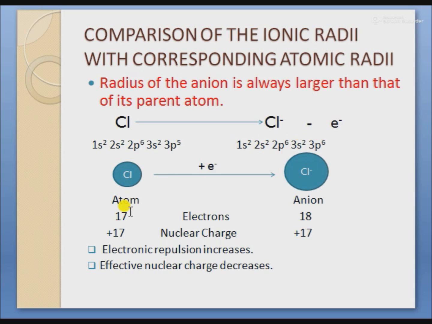The chlorine atom contains 17 electrons, but the anion contains 18 electrons due to the gain of one electron. And the nuclear charge remains the same from atom to anion, that is +17. This results in electron-electron repulsion increasing due to the addition of the incoming electron, and the effective nuclear charge decreases. It means the size increases.